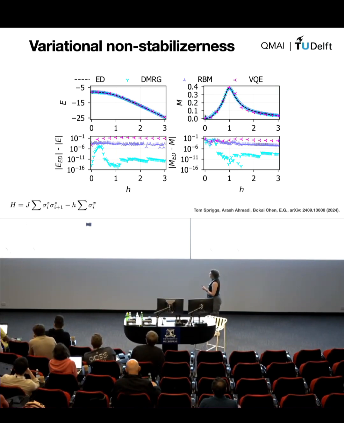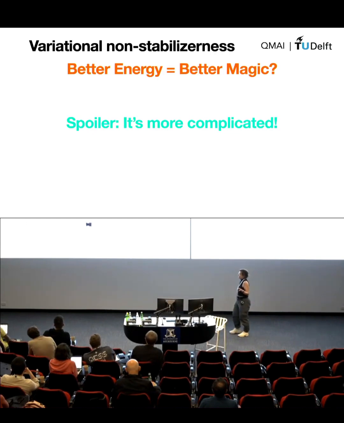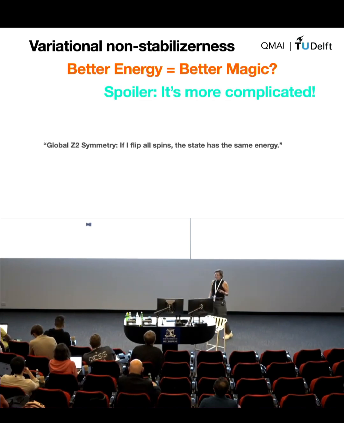And again, there is this degeneracy problem where all of them are kind of bad, but then DMRG starts doing super, super good in non-stabilizerness. RBM, a little bit worse, VQE, the worst. So, okay, this is kind of maybe a boring thing, right? Because I just said, if I have a better energy, I have a better non-stabilizerness. So, okay, this is kind of a bummer.